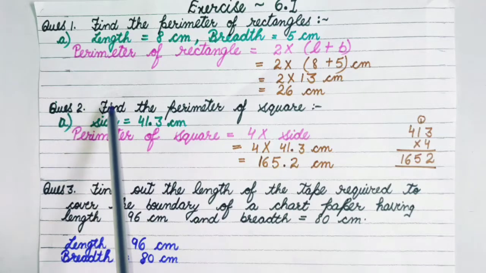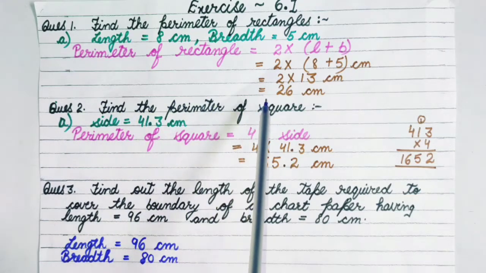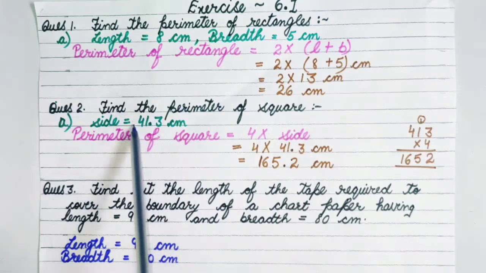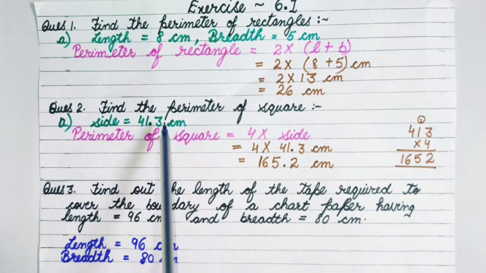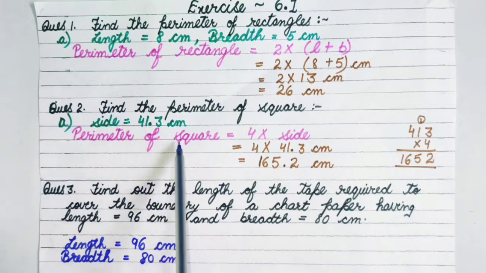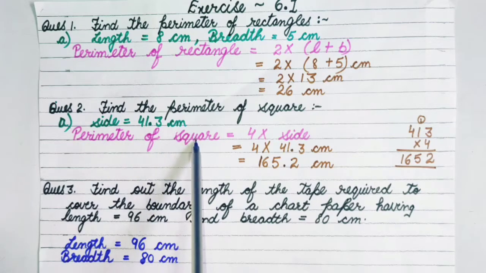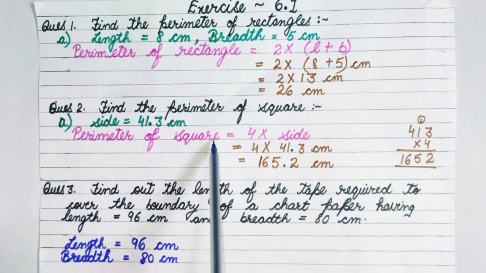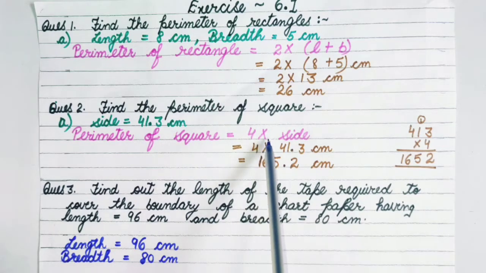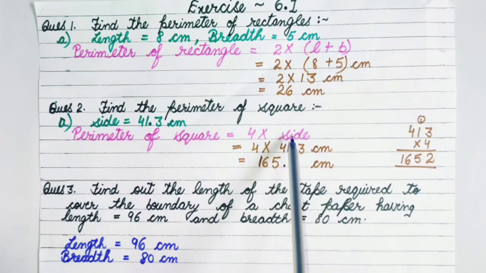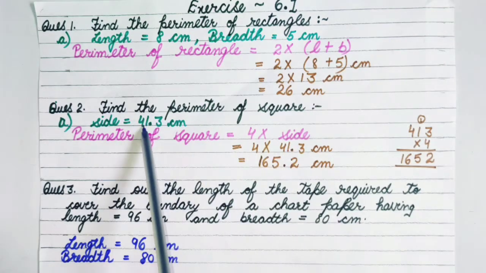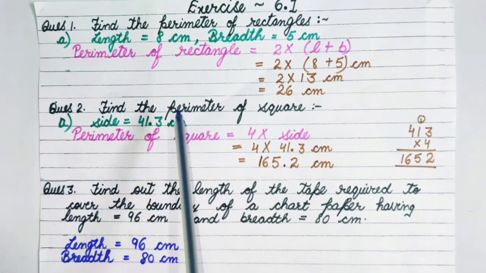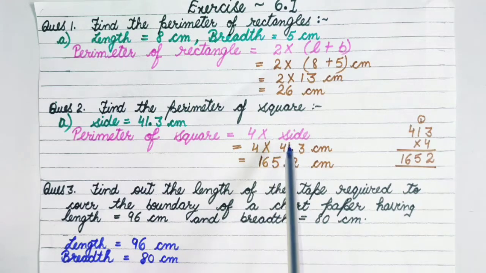Question number 2 is: find the perimeter of a square, and the side of the square is given to you. Class, we have learned right now how to calculate the perimeter of a square with the help of the formula. So the perimeter of a square formula is 4 multiply side. Now we have to put the value of side below this. The side value is 41.3 centimeter. I have put the value.